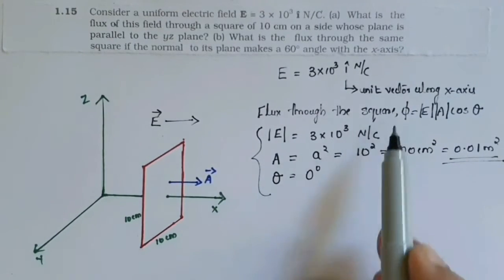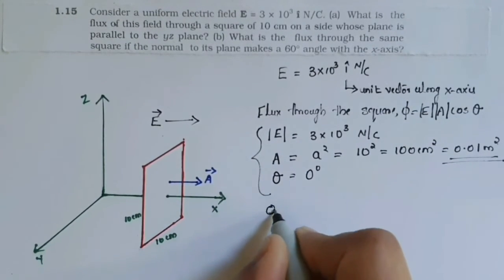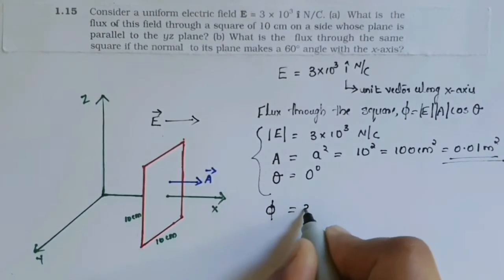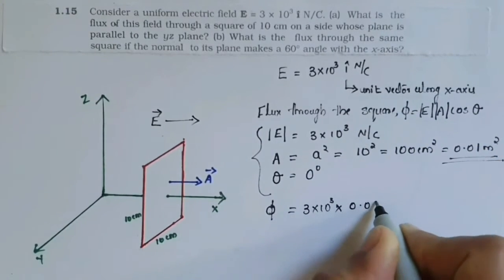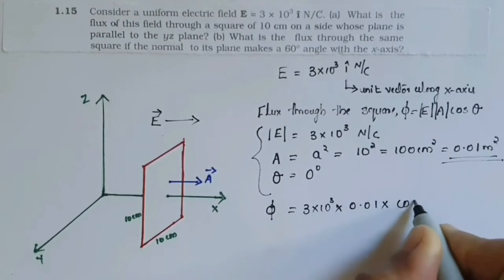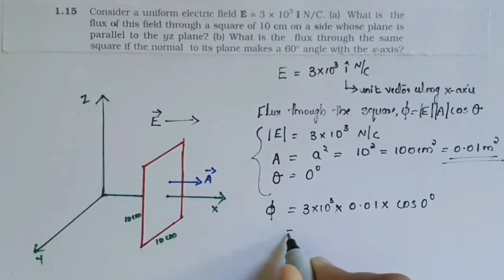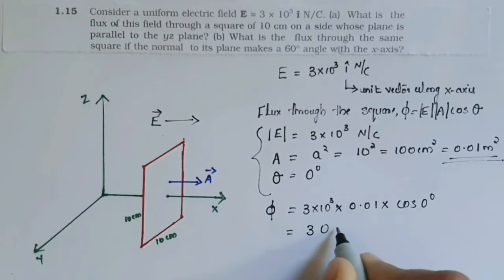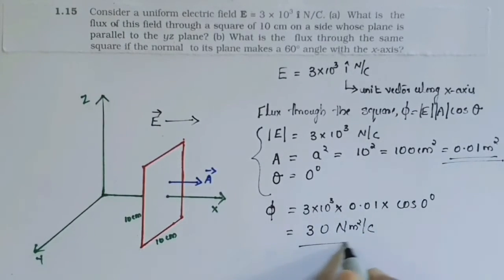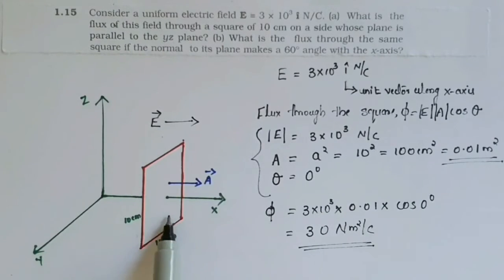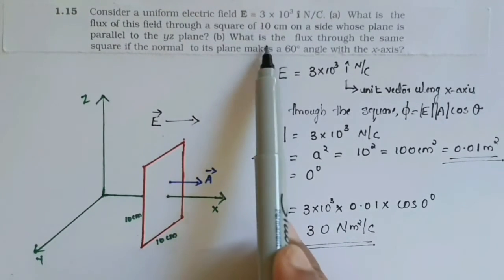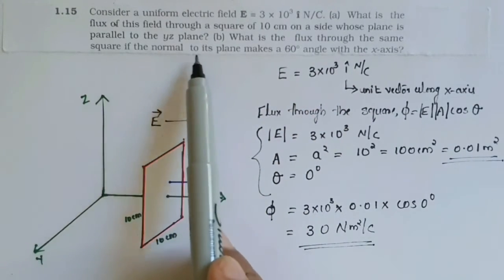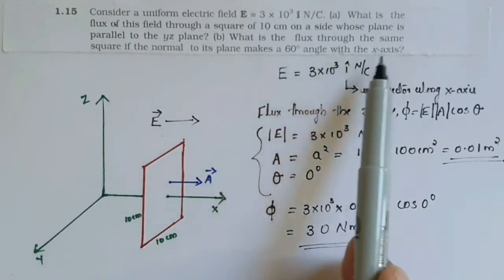Now substitute these values. Flux phi is equal to E, that is 3 into 10 raised to 3 Newton per coulomb, into area of the square, that is 0.01 meter square, into cos 0 degree. This is equal to 30 Newton meter square per coulomb. Therefore, flux through the square is equal to 30 Newton meter square per coulomb. Question B. What is the flux through the same square if the normal to its plane makes a 60 degree angle with the x-axis?